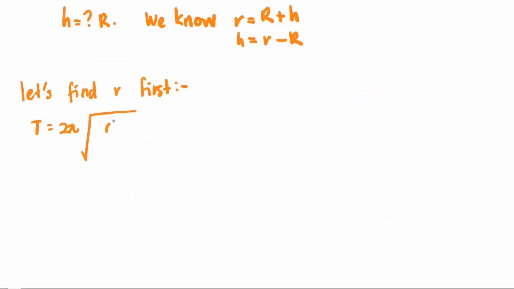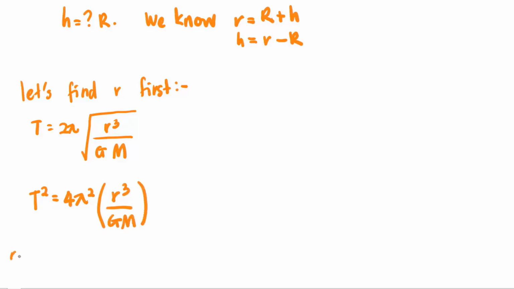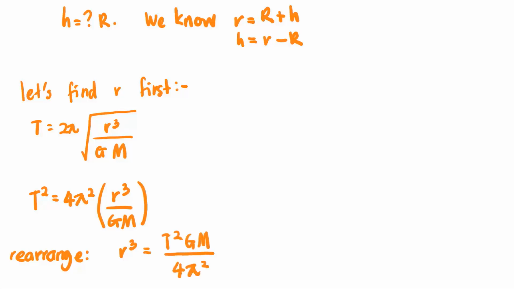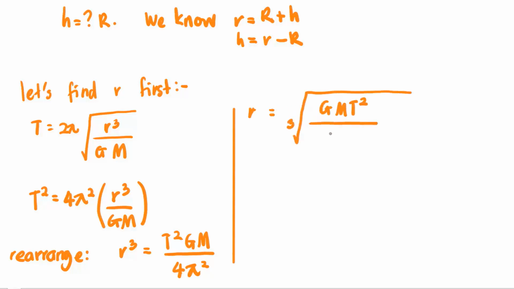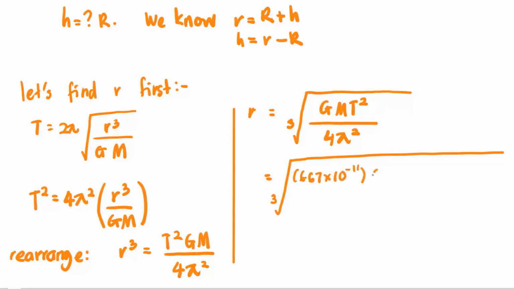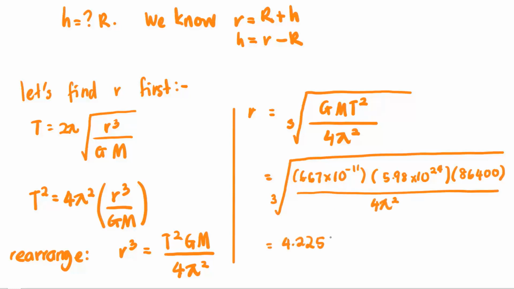The only place where we can get small r and time, the period, is T equals 2 pi square root of r cubed over GM. We remove the square root by squaring our period. So T squared equals 4 pi squared times r cubed over GM. And when we rearrange, we get r cubed equals T squared GM over 4 pi squared. So r equals cube root of GT squared over 4 pi squared. At this stage, it's quite easy. We substitute all the values and finally we get small r as 4.225 times 10 to the 7th meters.